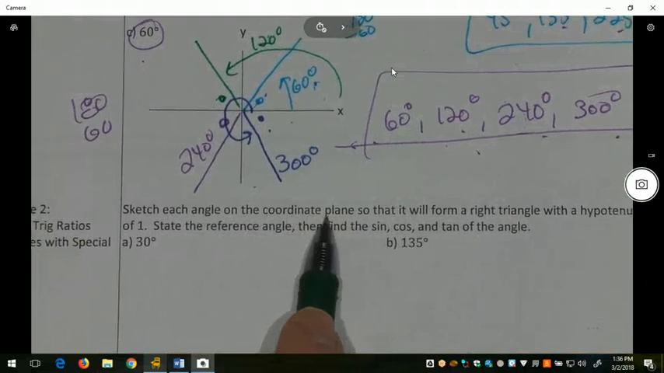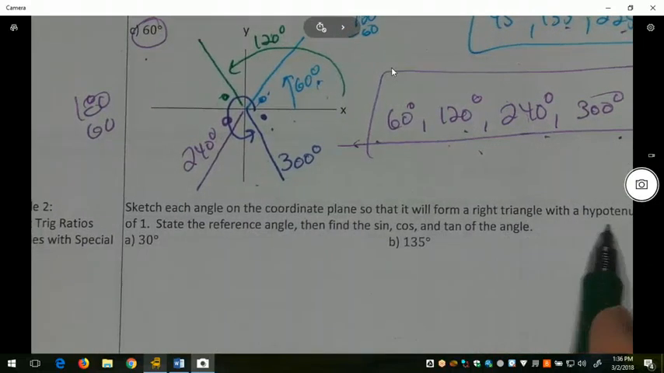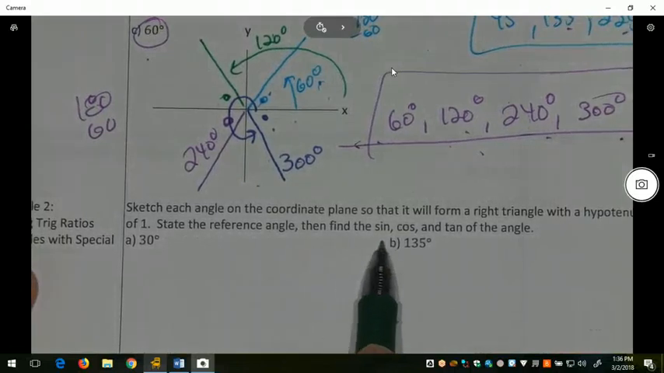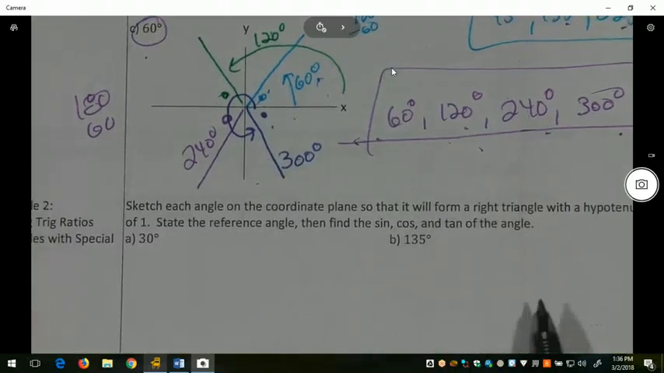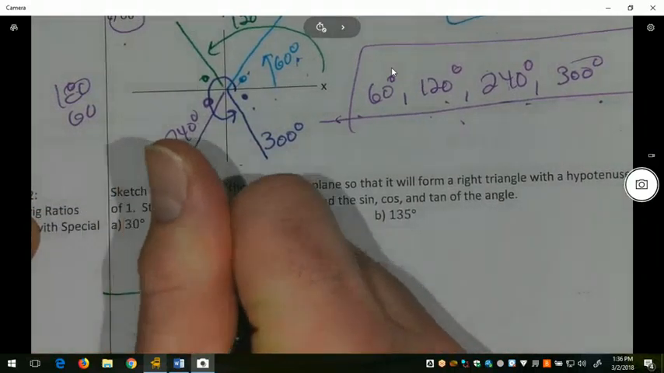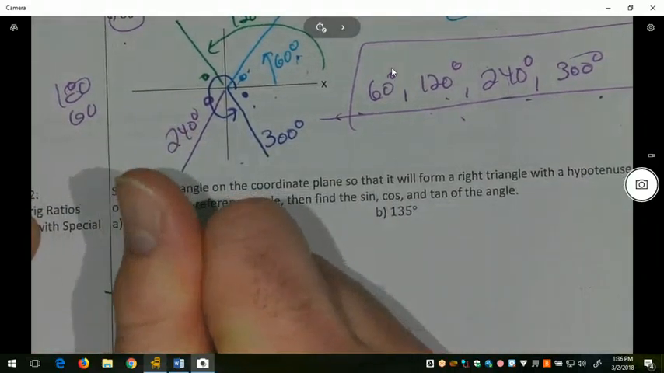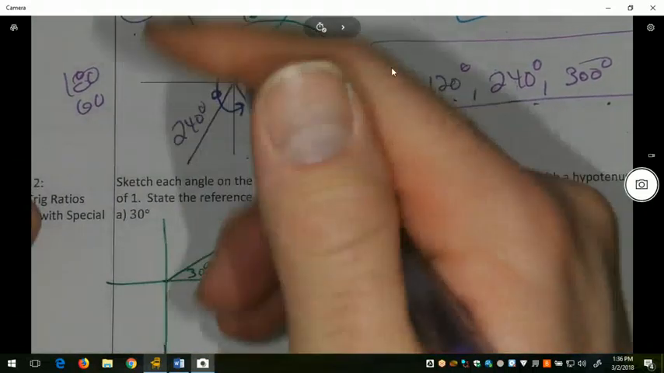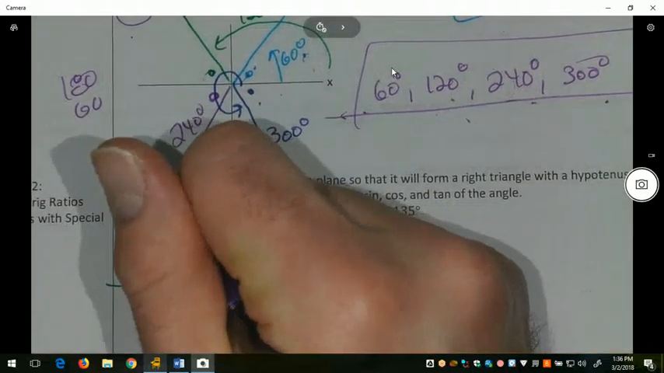Sketch each angle on the coordinate plane so that it will form a right triangle with the hypotenuse of 1. Then state the reference angle and find the sine, cosine, and tangent of the angle. So here's the coordinate plane. 30 degrees is roughly here. And we know, they said let the hypotenuse be 1.